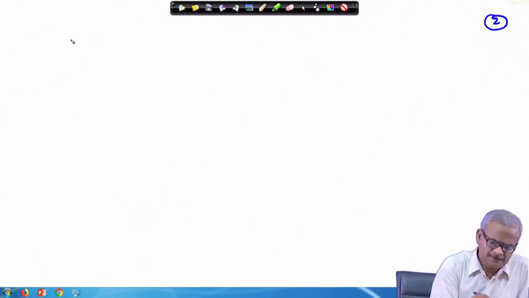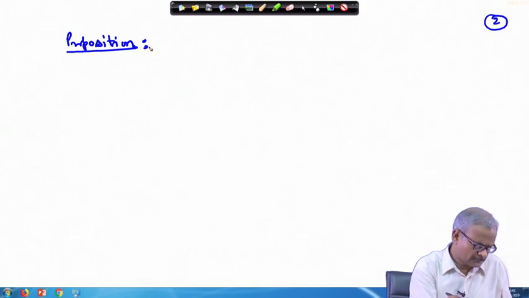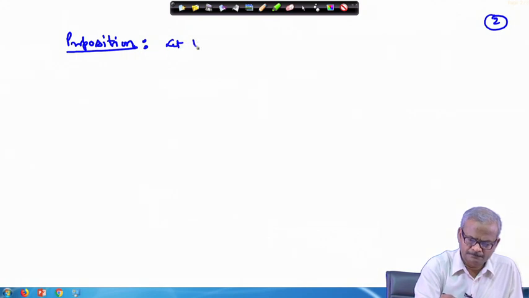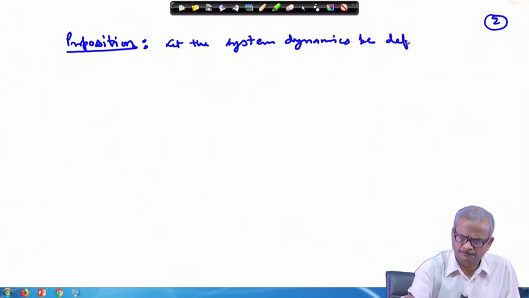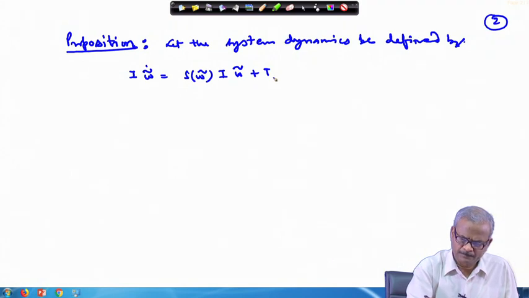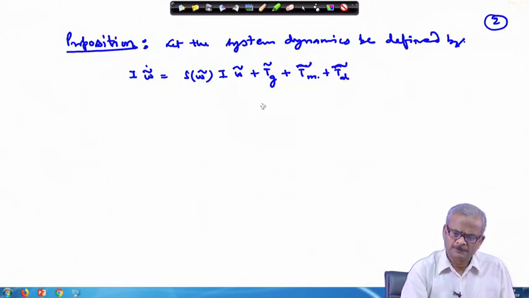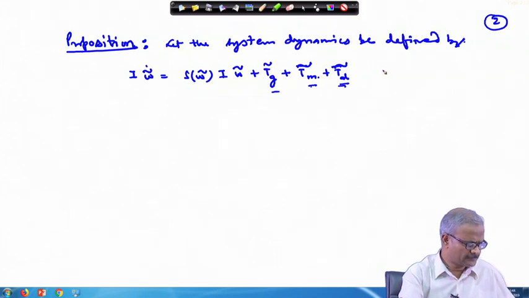Okay, we state a proposition. Proposition, it is a main theorem. So, these are the torques due to gravity gradient, magnetic torquer, and this is due to the disturbance. So, this is one equation, and then you have the kinematic equation that we have written last time.